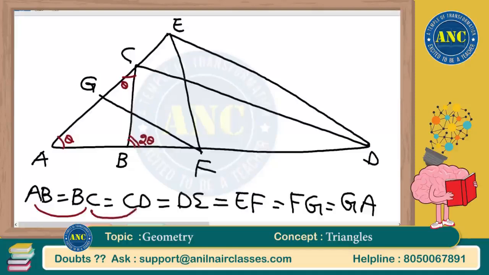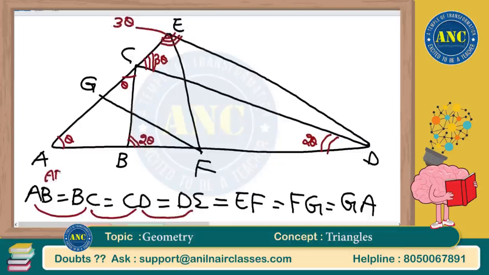Angle B is equivalent to angle D. This again is 2 theta. 2 theta plus theta will become 3 theta. This is over. Angle C is equivalent to angle E. So this entire value is 3 theta. I hope it is clear.